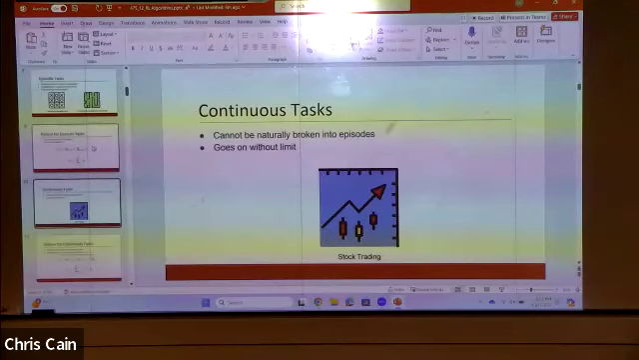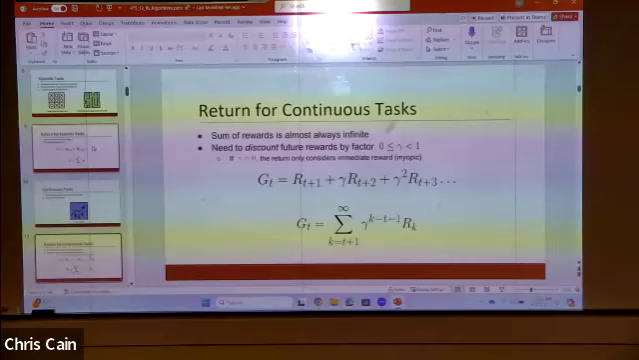Then we talked about continuous tasks that don't have episodes. They aren't discrete, they're always going on. So to get the concept of a return, we use that concept of a discount rate, where we're going to prioritize things that happen in the immediate future more than anything that happens in the distant future, depending on the value of gamma.